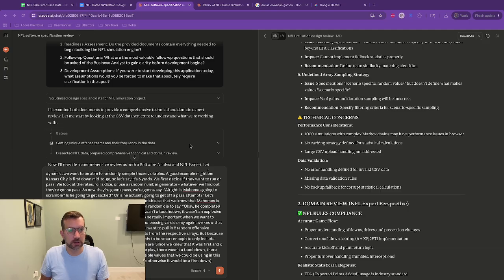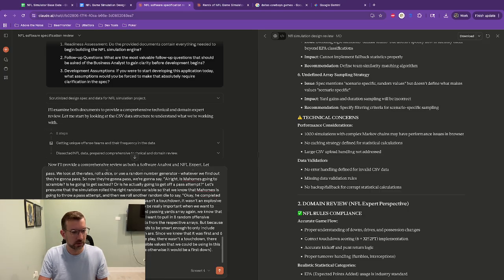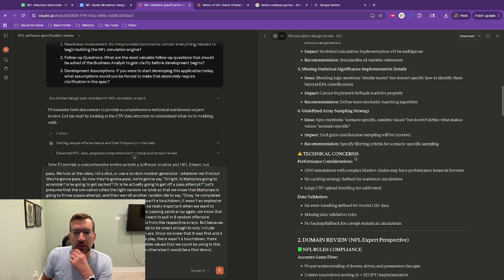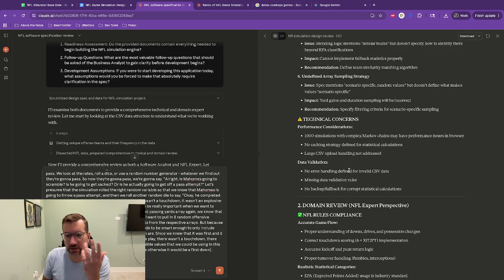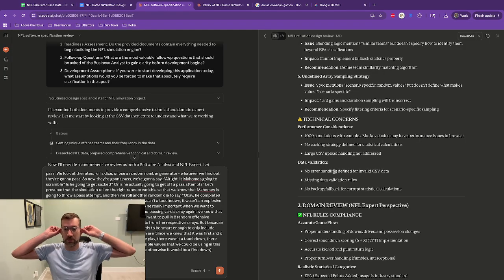Okay. So this is fun, right? Literally just going line by line, and we're addressing these points. Technical concerns, 1,000 simulations with Markovs. It's not going to be that slow. I'm not that worried. No caching strategy. Data validation. I mean, we already did all this up front, so this is a super good callback, but we're good to go.